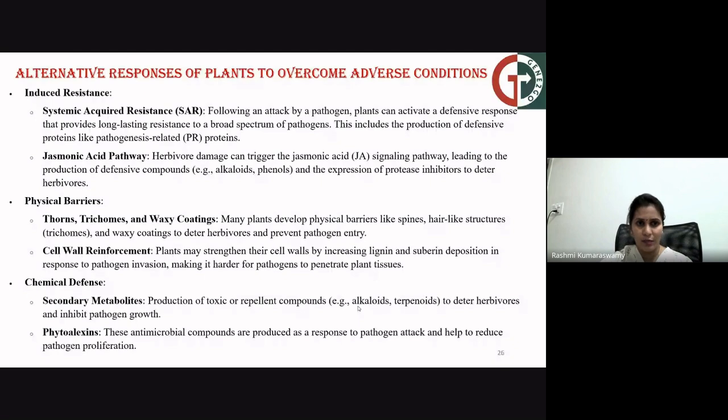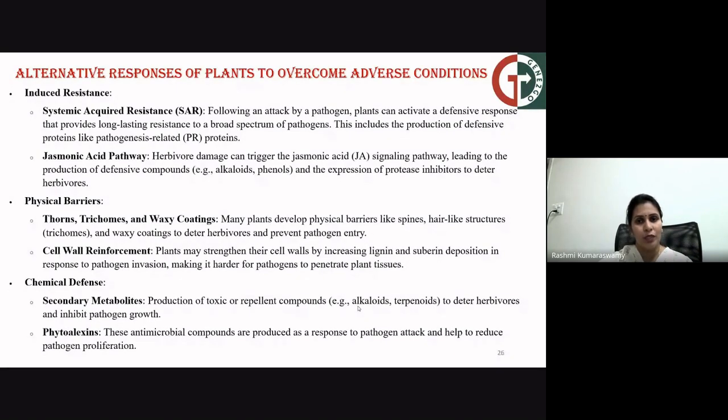During this systemic acquired resistance system, pathogenesis related proteins will be synthesized in the plant, and these plants will overcome the situation by inducing further signaling cascades. And then the other pathway is the jasmonic acid pathway. This jasmonic acid signaling pathway leads to the production of defensive compounds like alkaloids, phenols, and tocopherols, which will be increased in the plants in order to overcome the biotic stress condition.